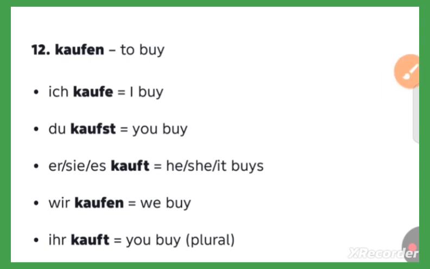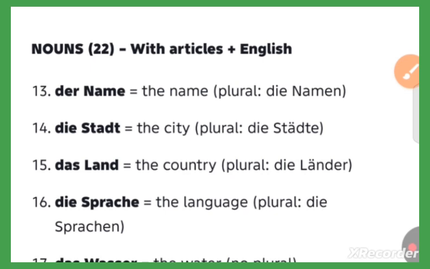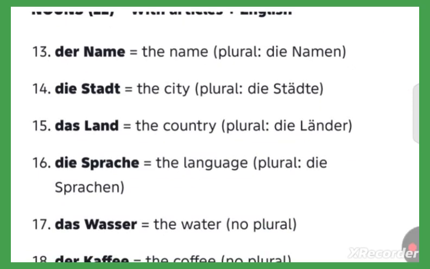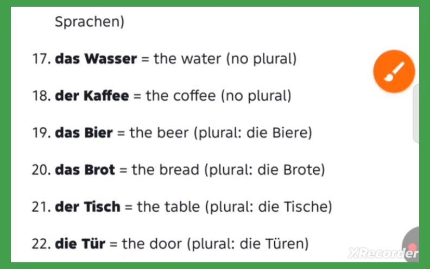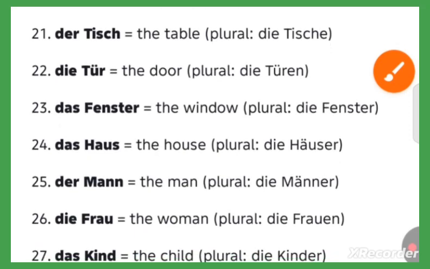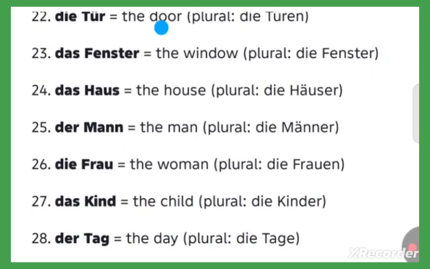So now, some nouns. Here we have their names. About the articles, the der, die, das, we'll look at them today, so don't worry about them. Die Stadt, which is the city. Das Land is country. Die Sprache, this is the language. Wasser is water. Kaffee is coffee. Bier is beer. Brot is bread. Tisch, this is a table. Tür, it's the door. Fenster, this is the window. Haus is house. Mann is a person, like a man. Frau is a woman. Kind is a child.